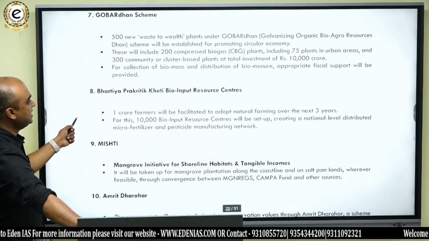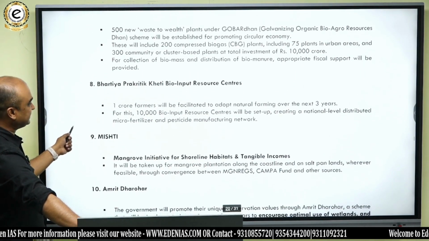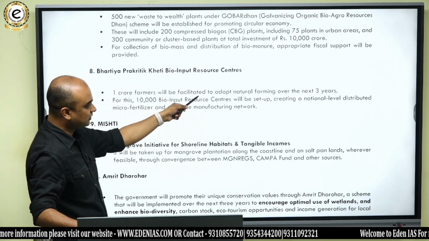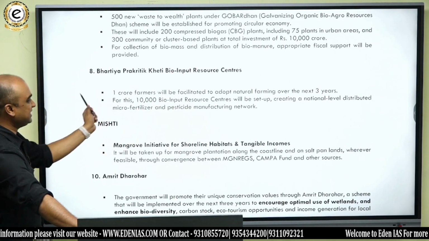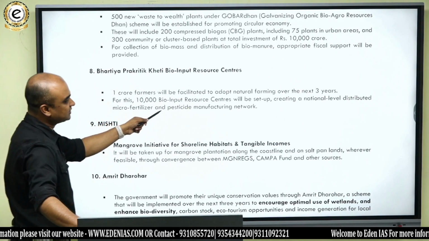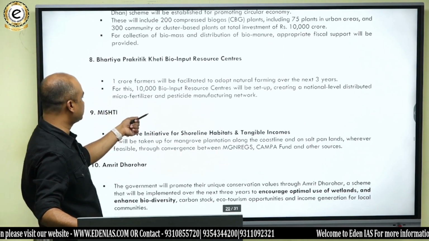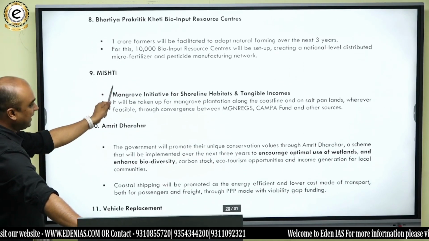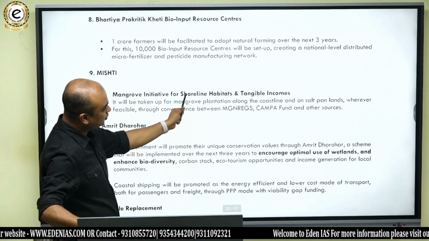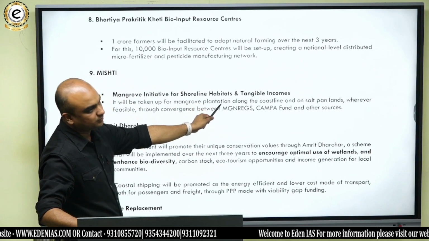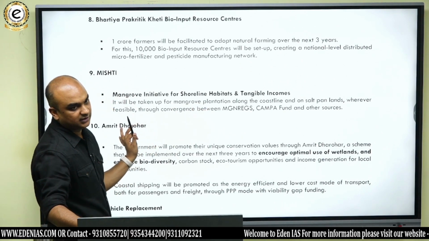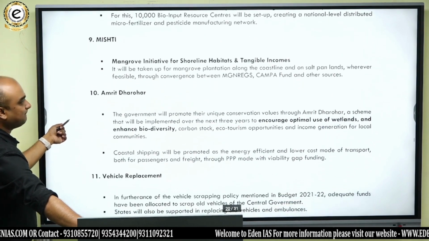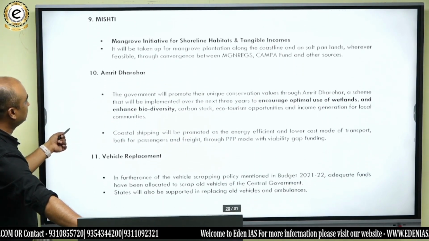Bharatiya Prakritik Kheti Bio Input Resource Centers. 1 crore farmers will be facilitated to adopt natural farming over the next 3 years. For this, 10,000 bio input resource centers will be set up, creating a national level distributed micro fertilizer and pesticide manufacturing network. Mishti is mangrove initiative for shoreline habitats and tangible incomes. ठीक है, so this is for mangroves. कैंपा फंड वगैरह जो है, नरेगा, वो सब कुछ आएगा इसमें.